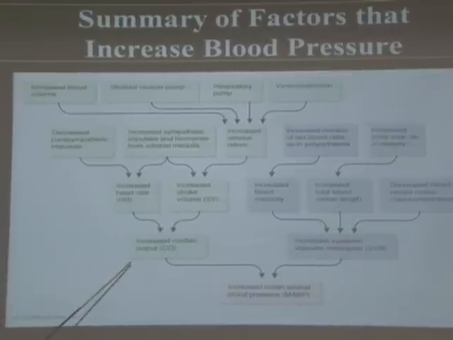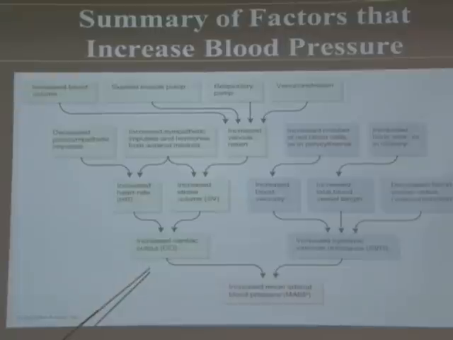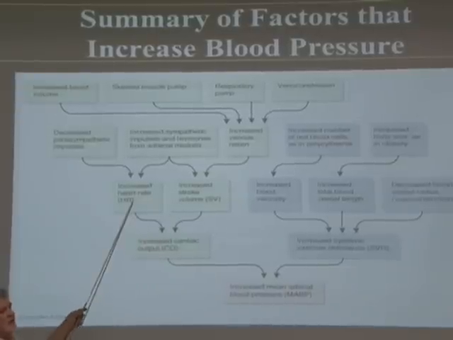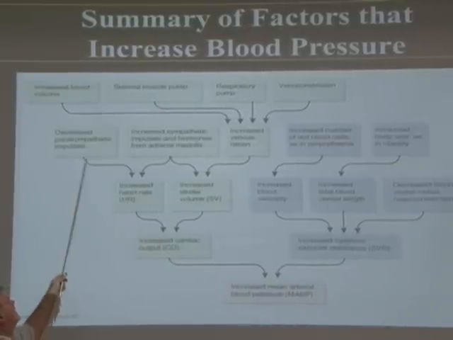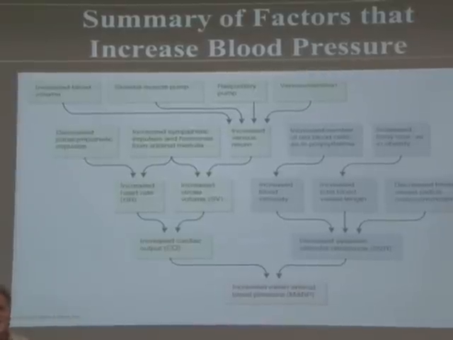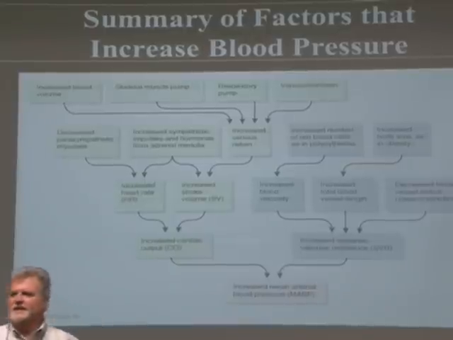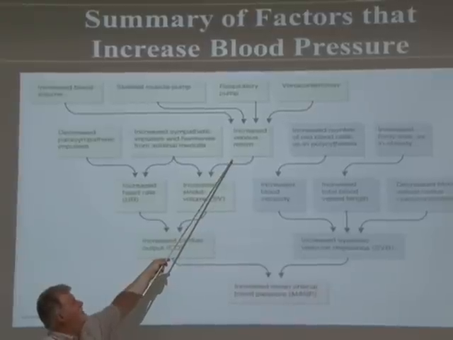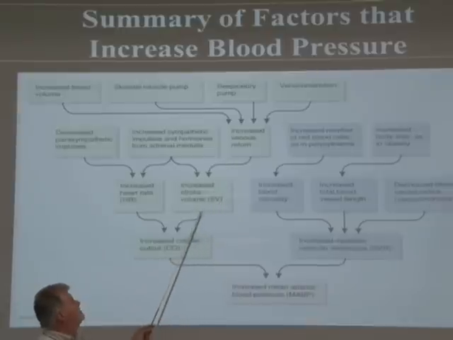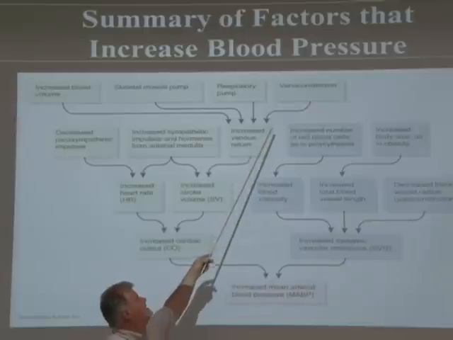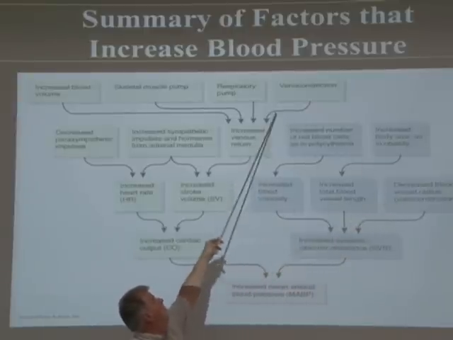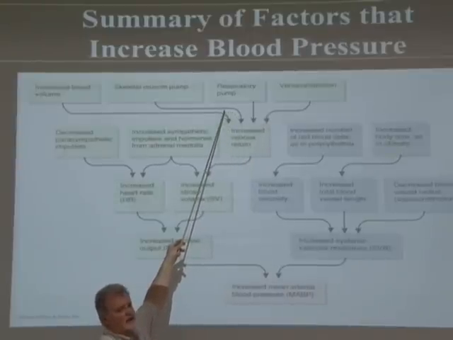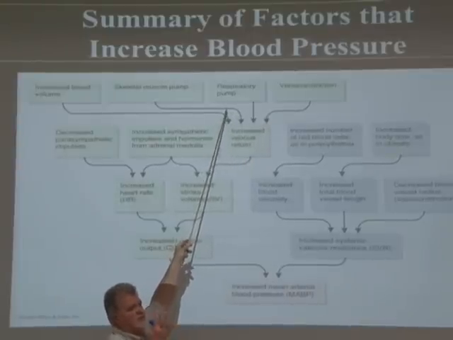All right, so the other thing is what increases cardiac output. What increases cardiac output is stroke volume times heart rate. Things that would increase heart rate would be a decrease in parasympathetic stimulation, or inversely, an increase in sympathetic stimulation. We could get an increase in venous return of blood from the body, which would increase stroke volume. The reason we would get an increase in venous return is because we have vasoconstriction going on, because we're active, like in exercising, where our respiratory pump is elevated.